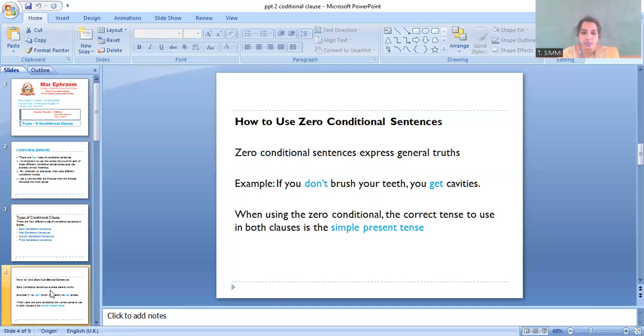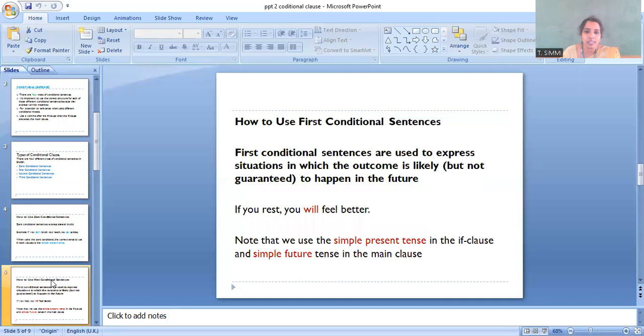So this is a general truth, right? If you don't brush your teeth, you get cavities. And see the next slide. This is the first one, zero conditional clauses. The next one is how to use first conditional sentences. First conditional sentences are used to express situations in which the outcome is likely to happen in the future. That is, it expresses the future tense.